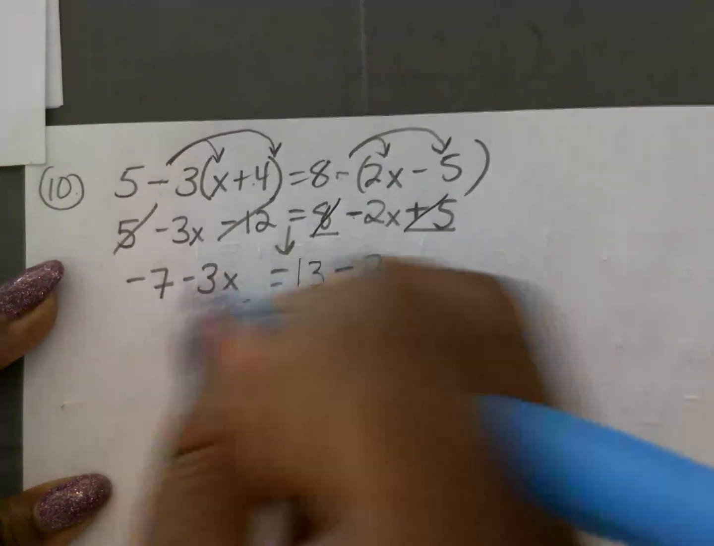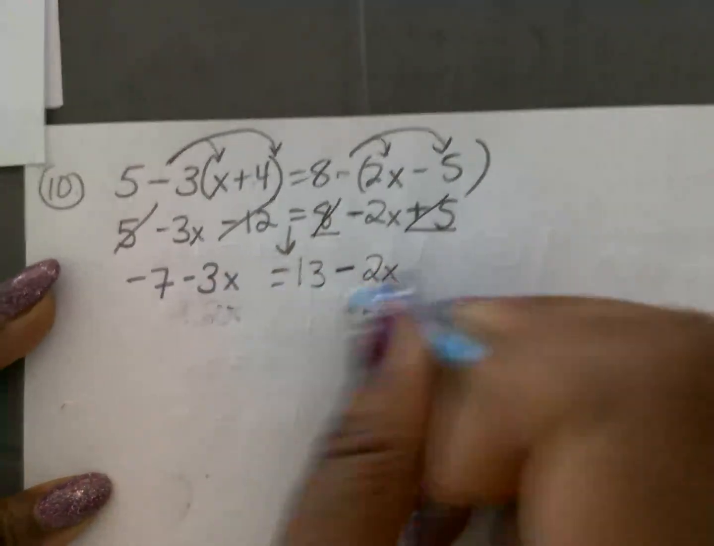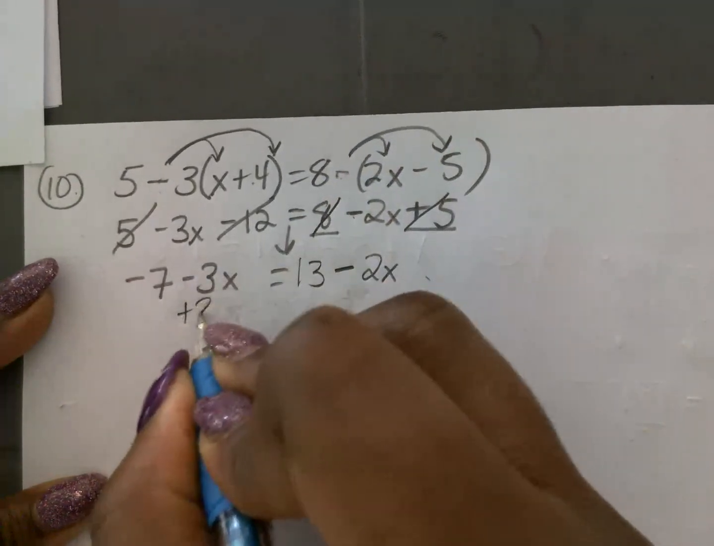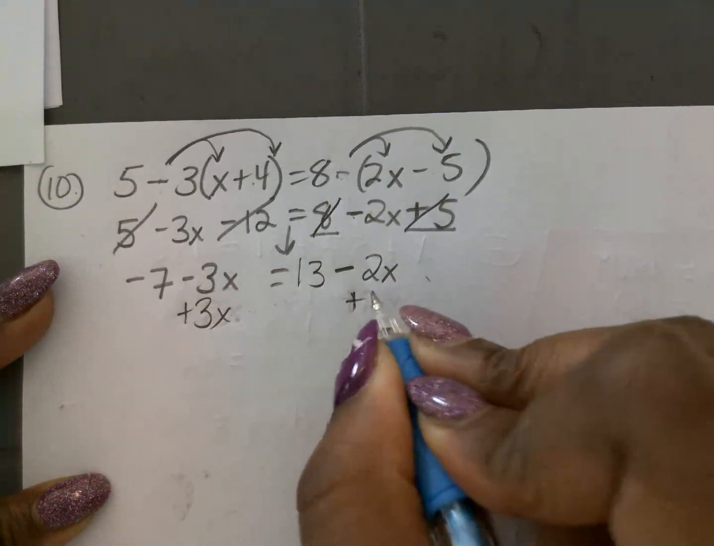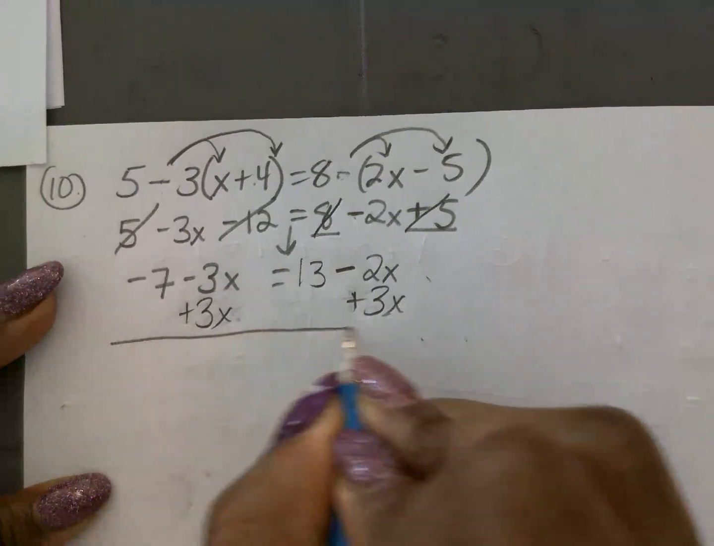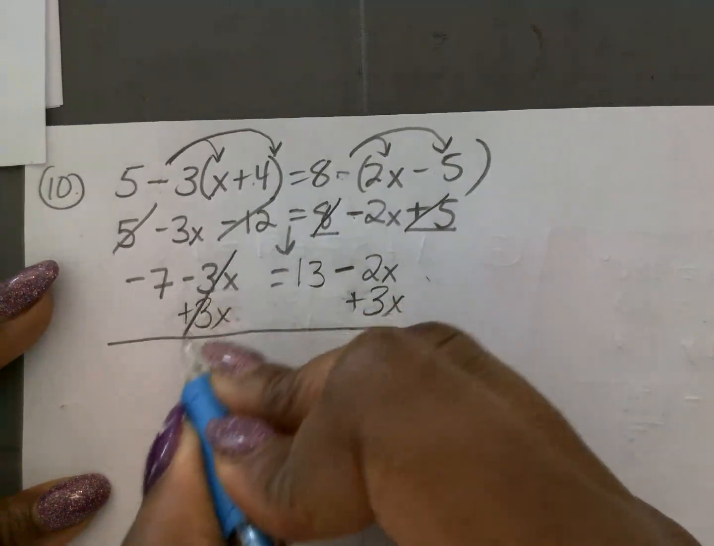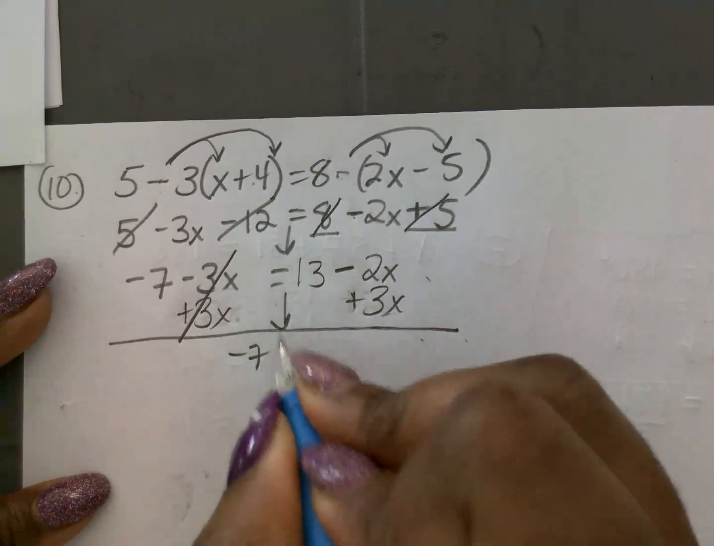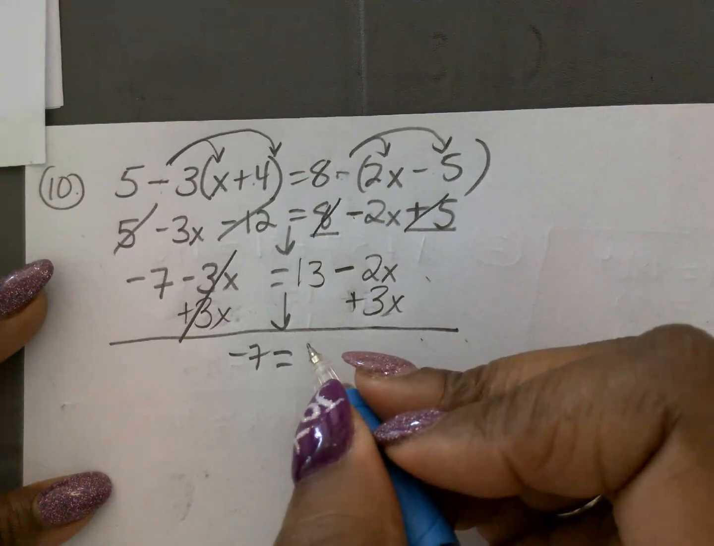Let's do that since it's smaller. That's less work we've got to do, right? So let's add 3x to move it to the other side. When you add 3x over here, this is gone, and we're left with this -7. Either way, you're going to get the same answer.